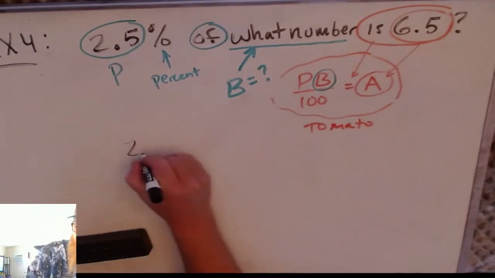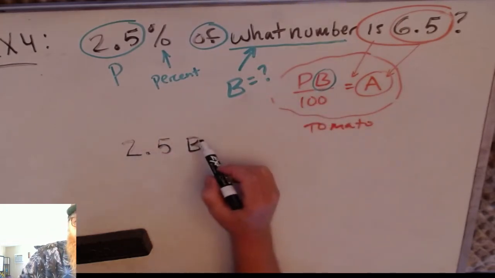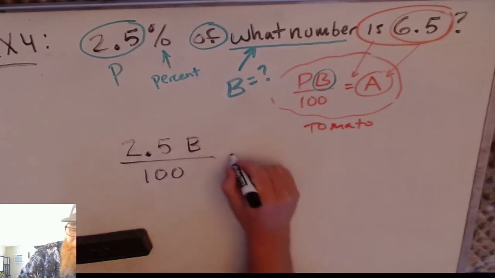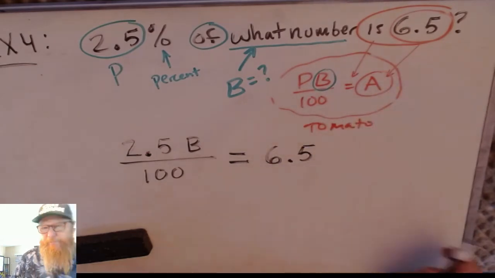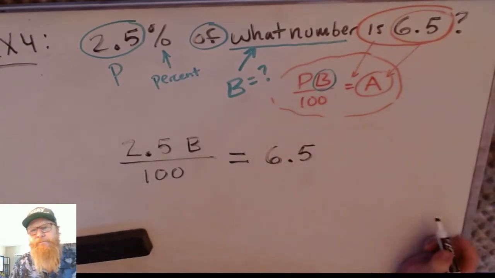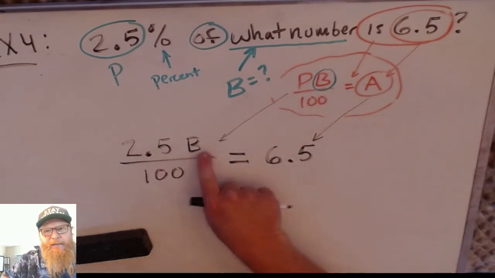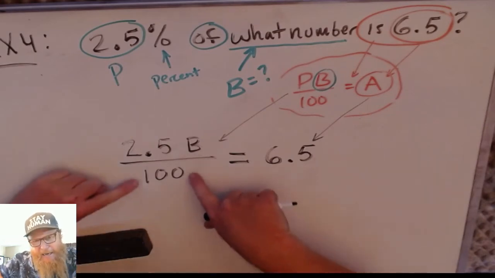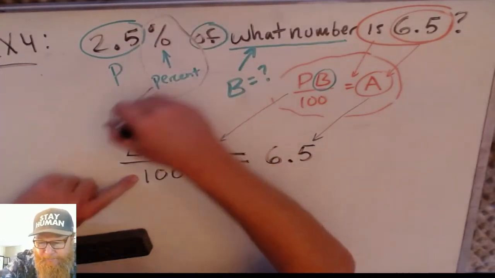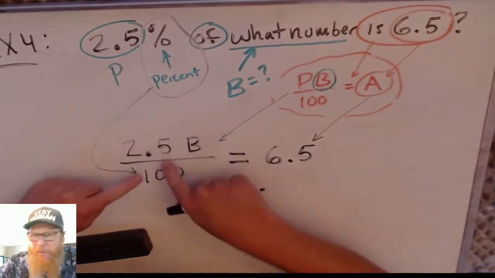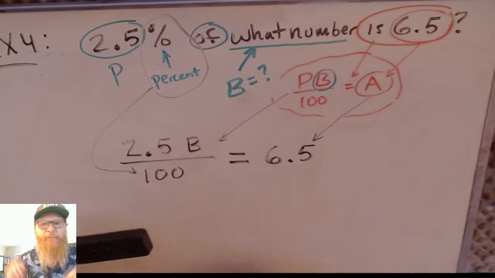So P is 2.5. B is an unknown value over 100 is, that's my is, A is 6.5. So there's A, and there's PB over 100. Now again, I got to make this very clear. Hopefully I'm making it abundantly clear. The 100 is the percent symbol. That's the 100. If you put 2.5% and you put the 100, it's going to screw the whole thing up. So the 100 is the percent symbol.